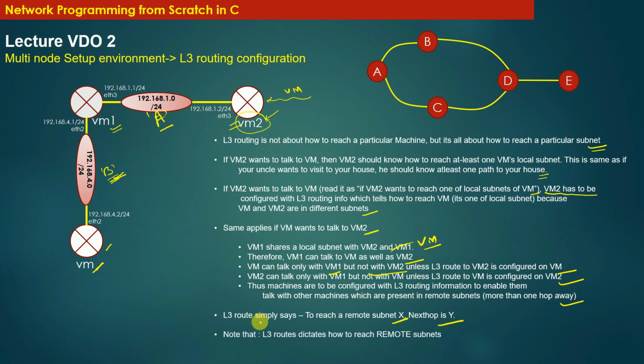Another point to note is that an L3 route dictates how to reach remote subnets and not how to reach remote machines. Remote subnets implicitly means remote machines. You will understand this point better when we discuss L3 routing in detail. So L3 routing dictates how to reach remote subnets and not remote machines. And the last point is that L3 routing configuration is not required to reach local subnets. I have already illustrated that on router VM, you don't have to configure any L3 routing information to reach router VM1 because both share a local subnet B.